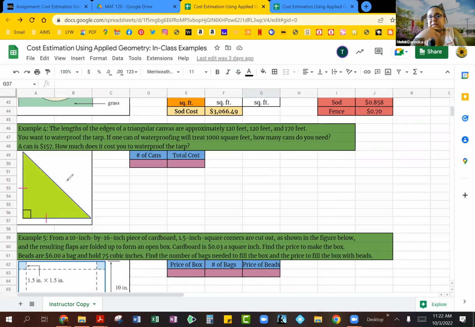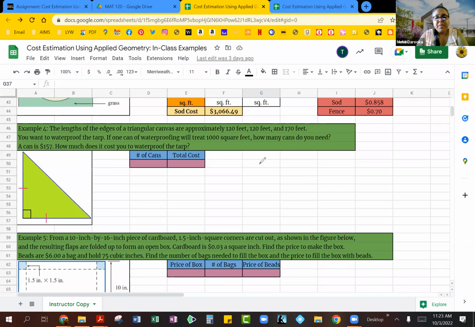So this should also be familiar as a right triangle to us, right? And always when you have a right triangle, which means one of the angles is going to be 90 degrees, the side opposite to the 90-degree angle is always going to be the longest side of your triangle, okay? So those are the measurements for our triangular canvas over here. Now, they are saying that if you want to waterproof the tarp, and 1 can of waterproofing will treat 1,000 square feet, well, 1, how many cans do we need? And 2, if the can will cost us $157, what would be the cost of waterproofing the tarp?